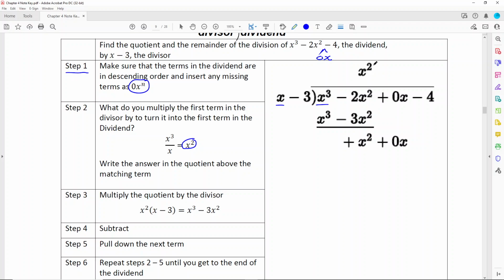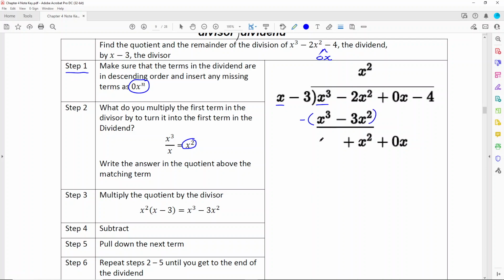Then you're going to take that x squared in your quotient and multiply it by your divisor. So x squared times x minus 3 gives you x cubed minus 3x squared. That is what you then write underneath that dividend. Then the next step is to subtract. So x cubed minus x cubed is gone.